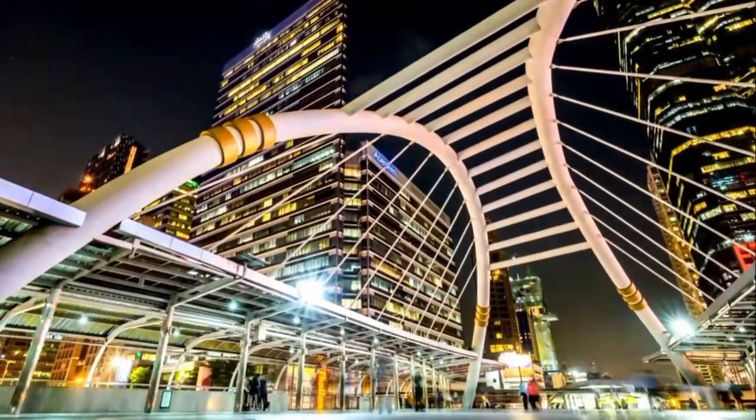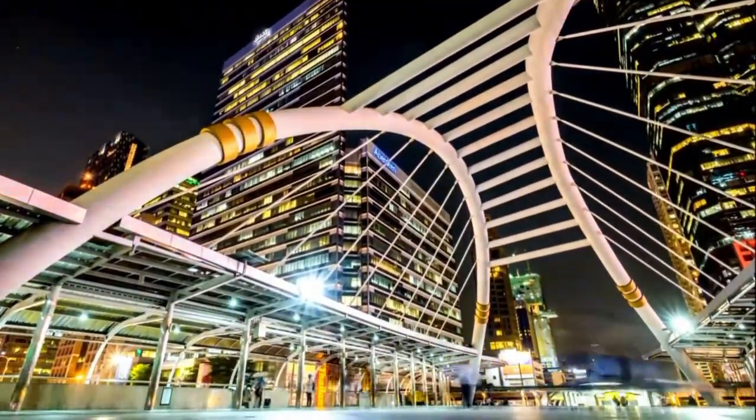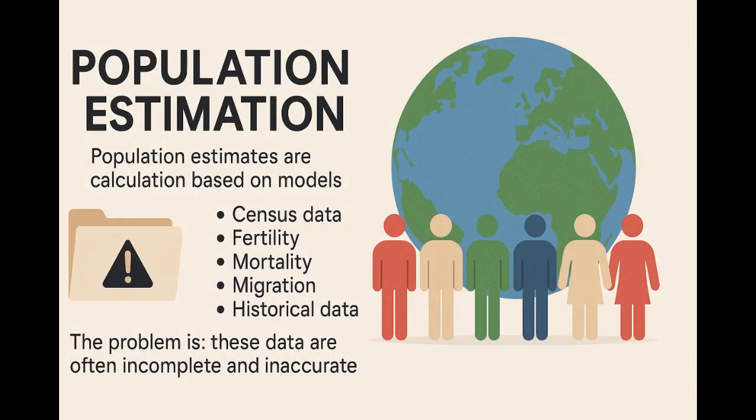So, where do these 8 billion people actually come from? How do we even know how many people are on Earth? The number of people on Earth is, in fact, a calculation. It's not like a census where someone goes door to door asking you how many people live in your home. Instead, global population estimates are based on models, predictions, that rely on assumptions and projections.